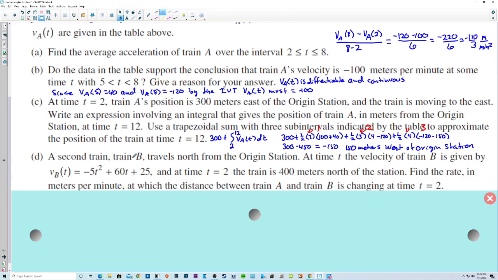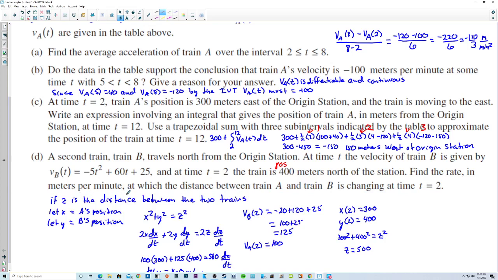A second train, train B, travels north from origin station. At time t, the velocity of train B is given by, so now this is the velocity. It's not given by a chart, but it's given by an equation. And at time t equals 2, the train is 400 meters north of the station. So they're given position at time t equals 2. Find the rate in meters per minute at which the distance between train A and train B is changing at time t equals 2. So if z is the distance between the two trains, then we're going to let x equal A's position and y be B's position.